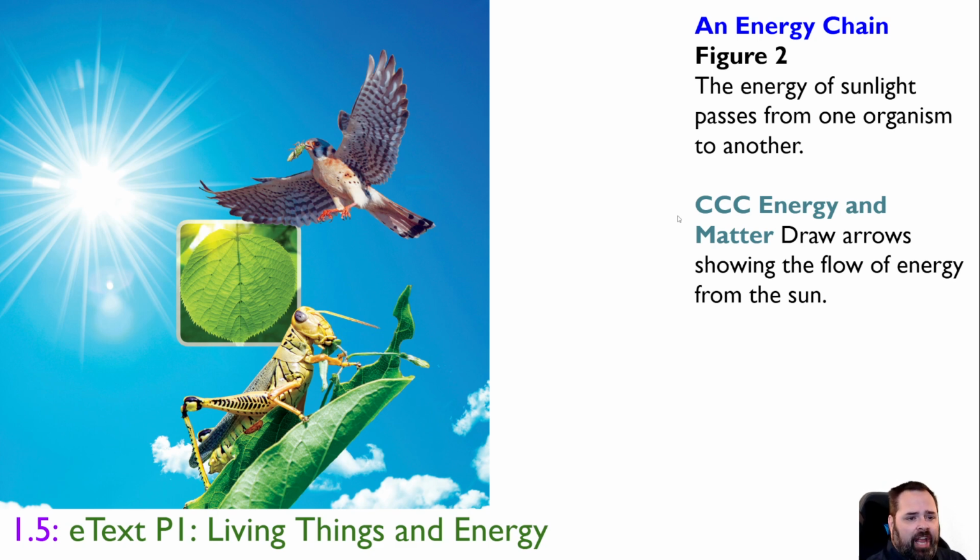An energy chain. The energy of sunlight passes from one organism to another. I want you to draw some arrows showing the flow of energy from the sun through the different organisms as they go through the process here. I'll give you a minute.